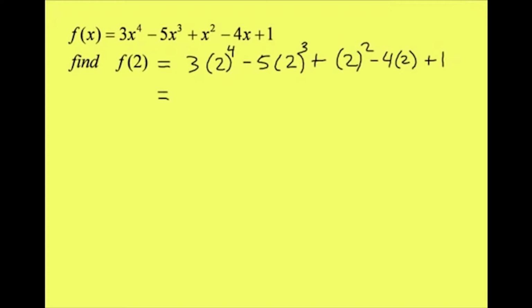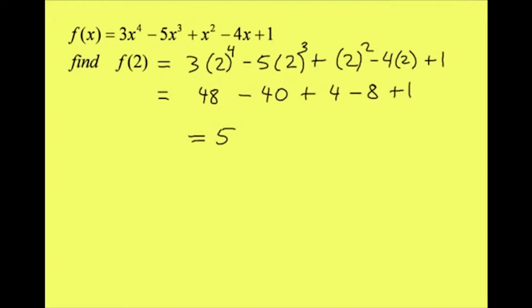When we simplify this, we end up with 2 to the fourth, which is 16, times 3 is 48, minus 8 times 5 is 40, plus 4, minus 8 plus 1. All of this will end up simplifying to 5. So for an input of 2, we get an output of 5.